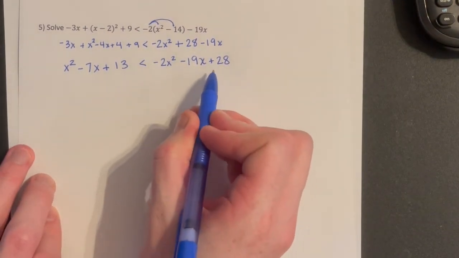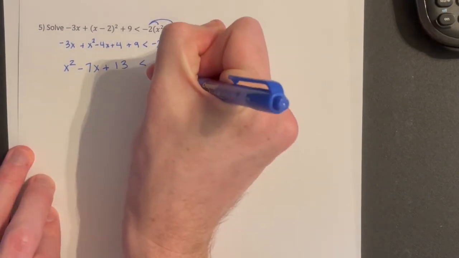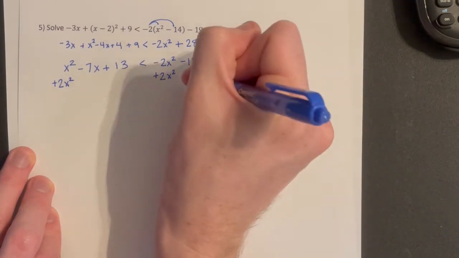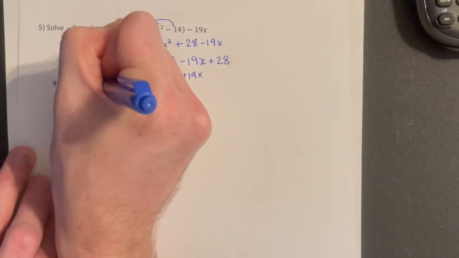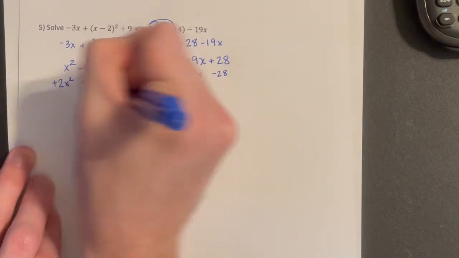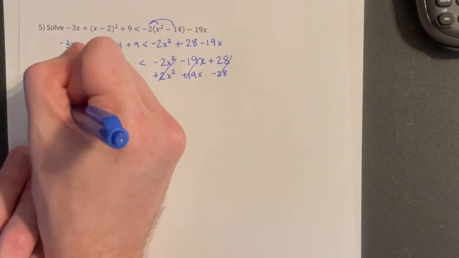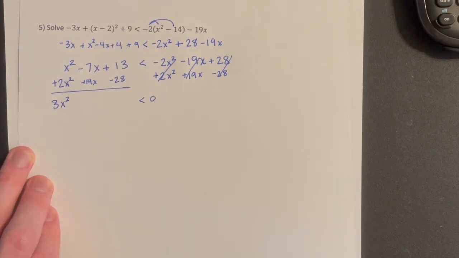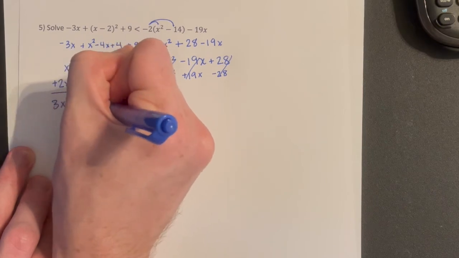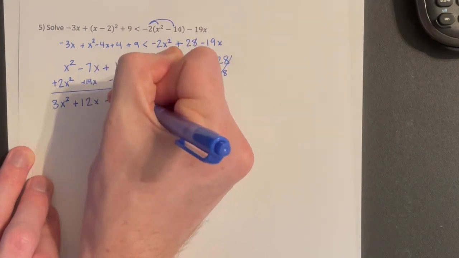I still need everything on one side, and I like it where the x squared is positive, so I'm going to move this to the other side so that it is going to be a positive x squared. That means I also need to move the 19x and the 28, so minus 28. Okay, let's see. That should give us 3x squared, -7 and 19 would be positive 12x, and then -28 and positive 13 is -15.